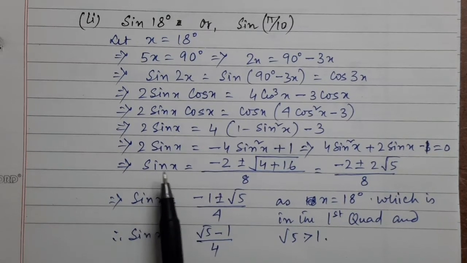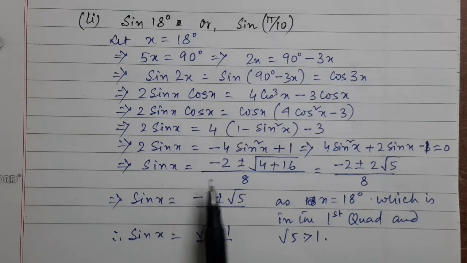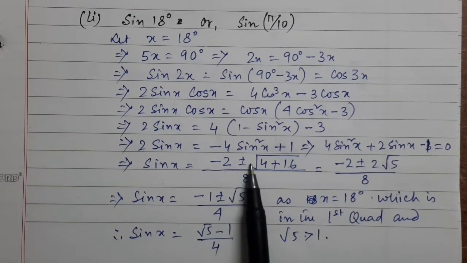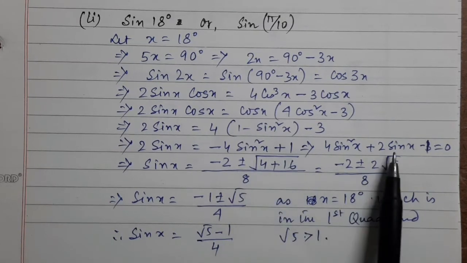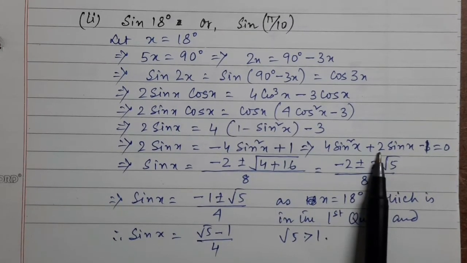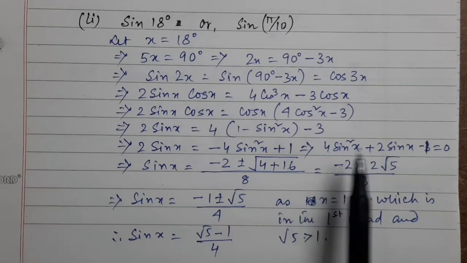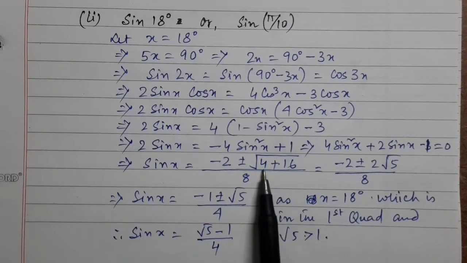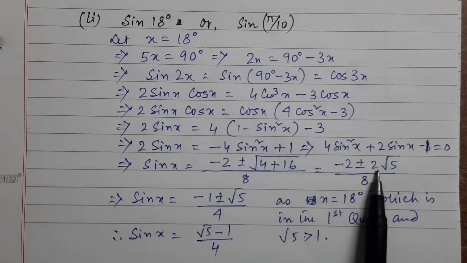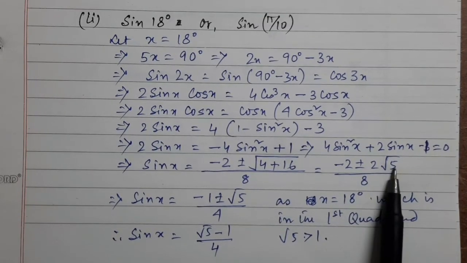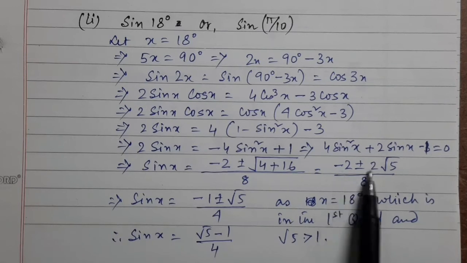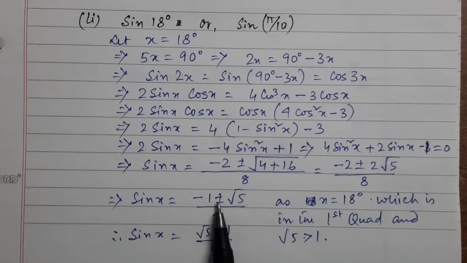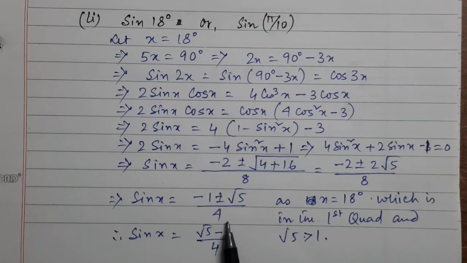Now again we can use the quadratic formula. So sin x will be equal to minus b, that is minus 2, plus minus root over of b square minus 4ac, that is 2 square minus 4 into 4 into minus 1, that is 4 plus 16. Now 4 plus 16 is equal to 20. 20 can be written as 2 root 5. Now we can take 2 common and cancel with this 8. So it will make minus 1 plus minus root 5 by 4.